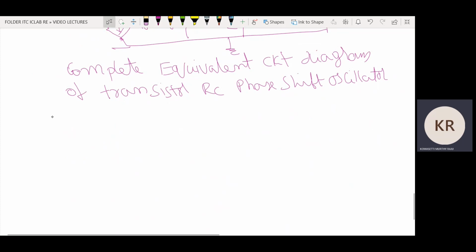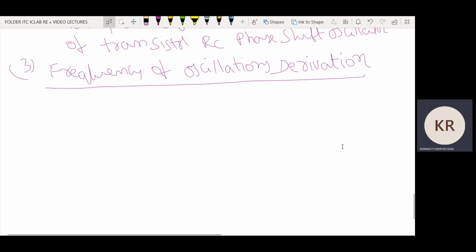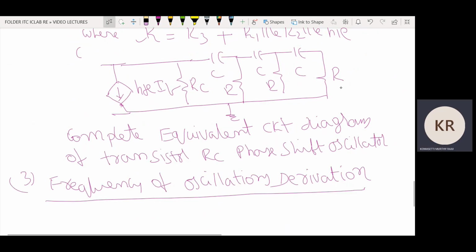Next, derivation. Frequency of oscillations, derivation. Third step. Consider the circuit diagram. Here HFE IB is the dependent current source and the RC is resistance. These two are connected parallel.